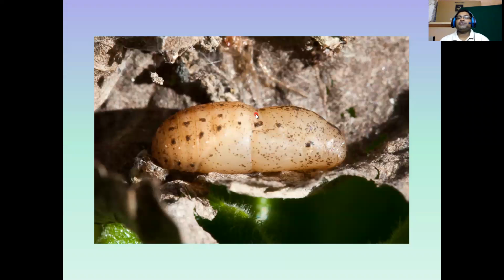This is a pupa. So the pupa, you can find it in the fallen leaves, or it pupates inside the fallen leaves, right? So you can see these are chrysalis type pupae because of the butterfly. You can see the chrysalis type pupa is easily differentiable.